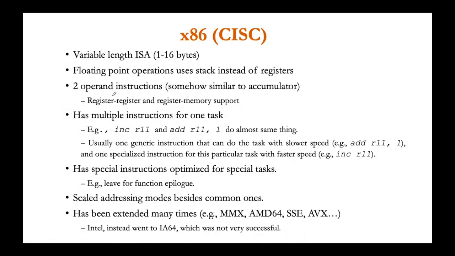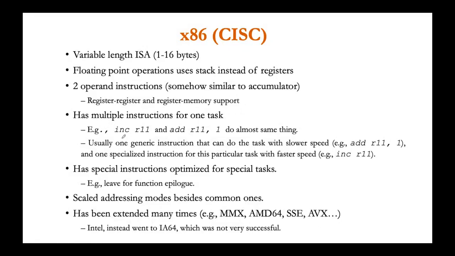These variable length instructions are two operand instructions, somewhat similar to your accumulator, and they follow the addressing modes register to register and register to memory support, whereas your VAX has memory to memory support that covers all the addressing modes. And this 8086 CISC has multiple instructions for one task.